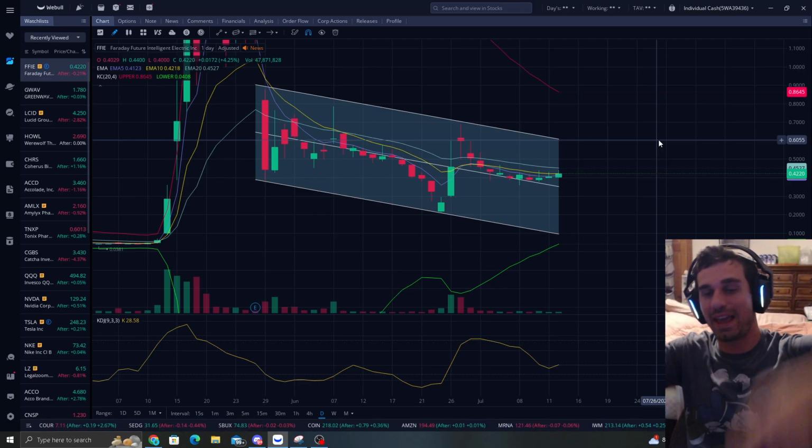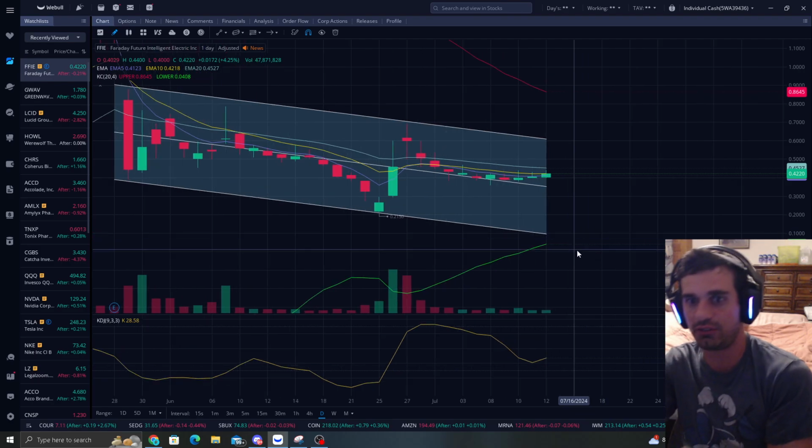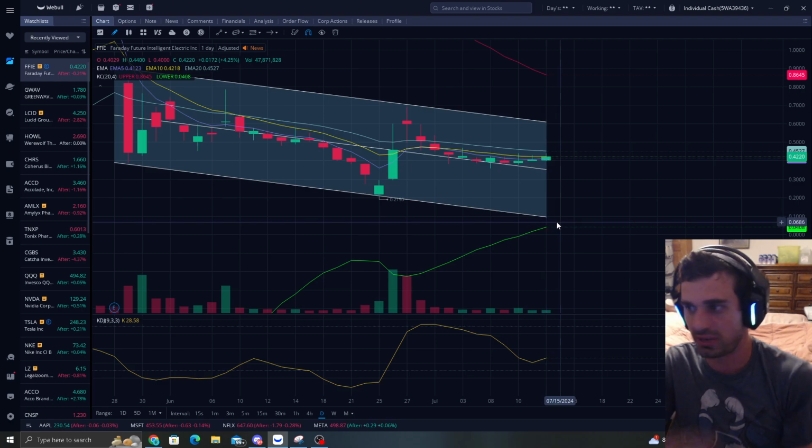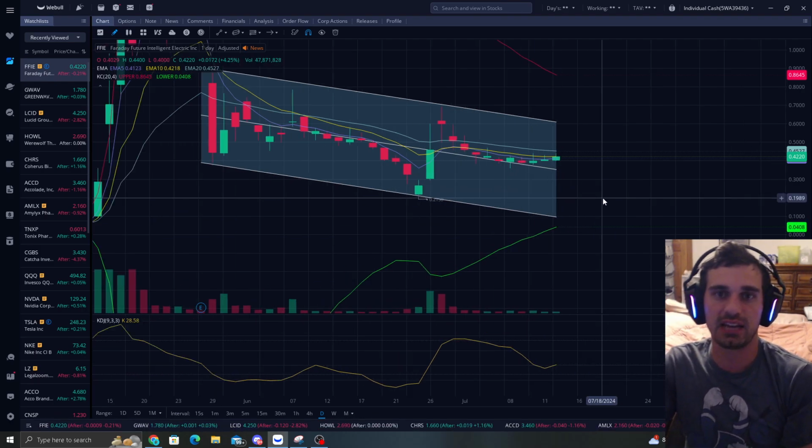I am waiting for FFIE to hit the bottom trend channel, just like this time right in here, along with the lower ATR 4, which would be an A+ setup, and that would be a nice bounce area.